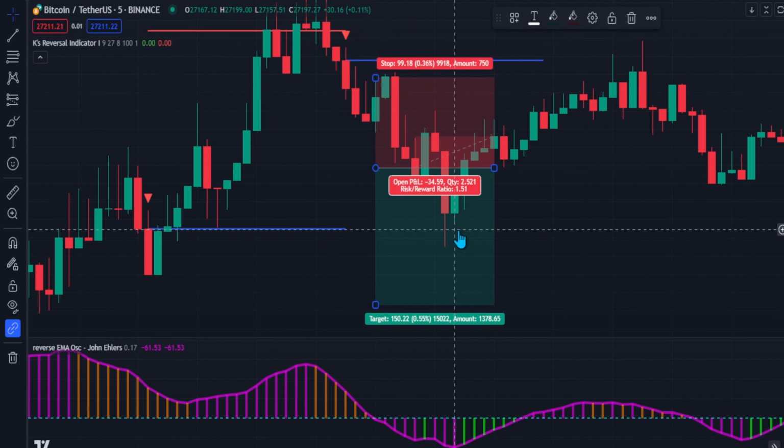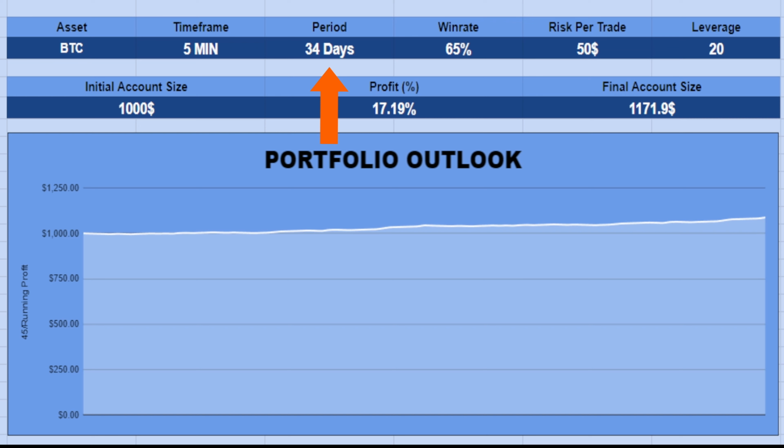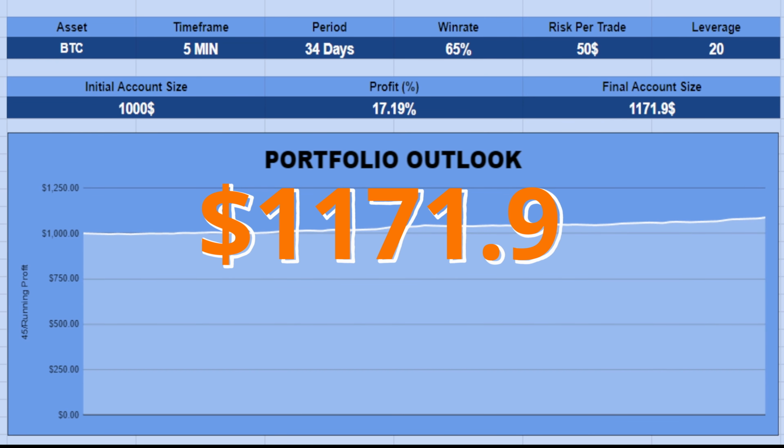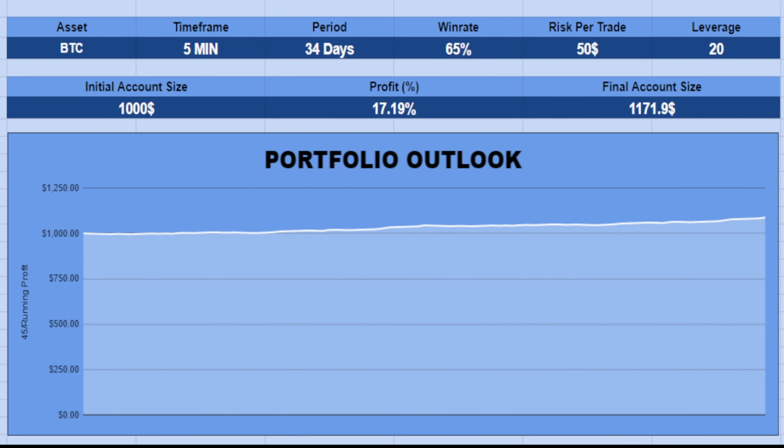Look at this chart. I've tried the strategy on Bitcoin using a 5-minute time frame. The total trade range reached 34 days with a 65% win rate. If you have $1,000 as capital in your portfolio, and use $50 per trade with 20 times leverage, you will end up having a 17.19% increase on your portfolio size, which will total to $1,171.9 in final account size.